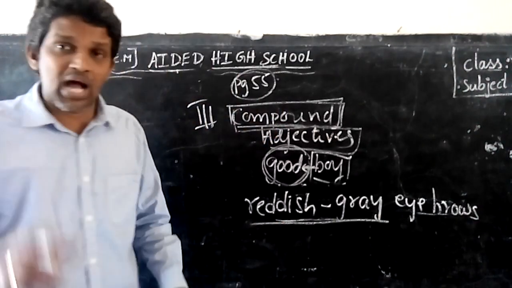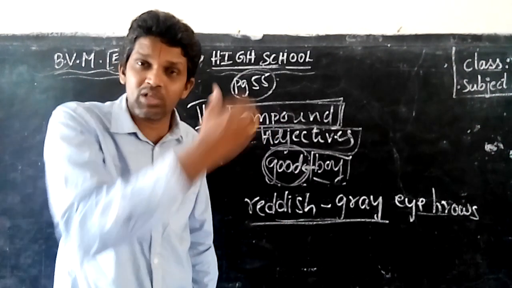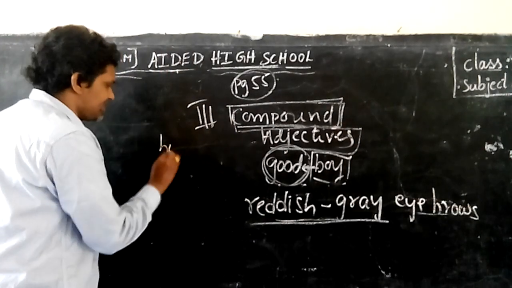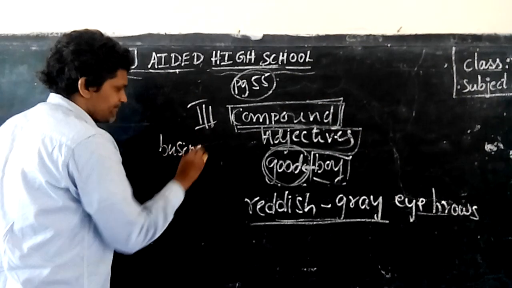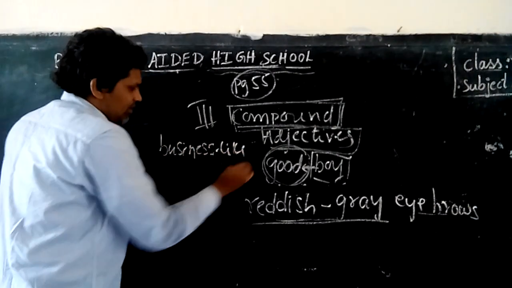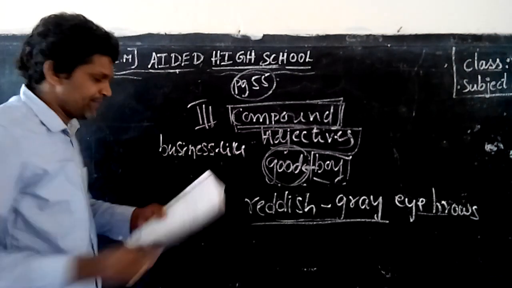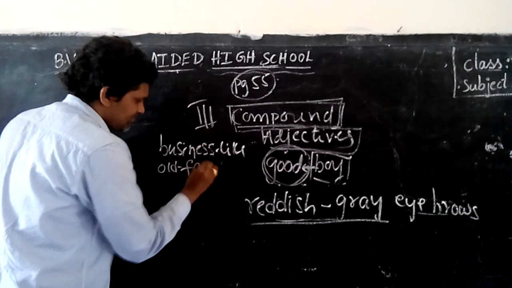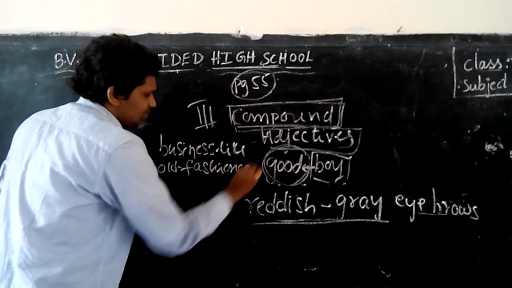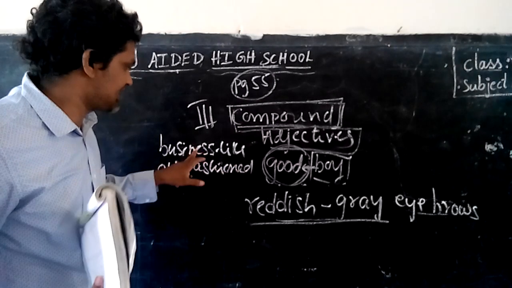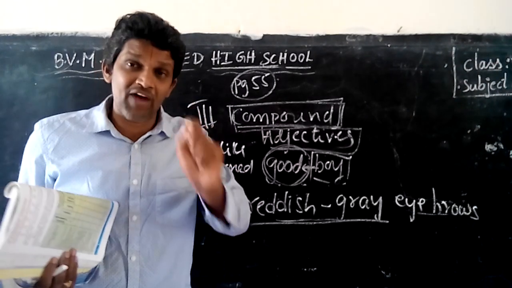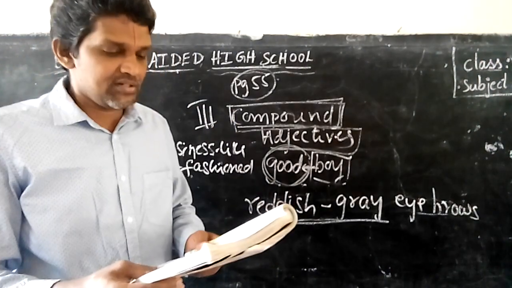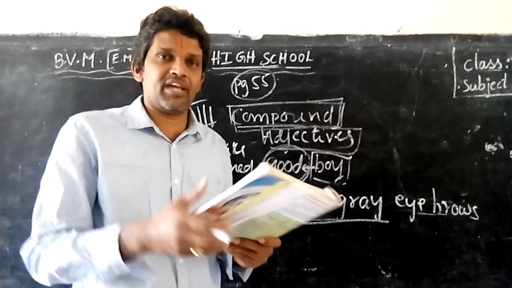So I think you observed a common thing in all these sentences. Even if I write business-like, or reddish grey, or old-fashioned, in all these adjectives you find a common thing. I will explain it to you later. And see the fourth one: double-faced behavior.